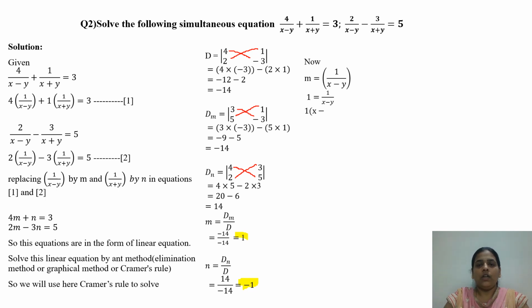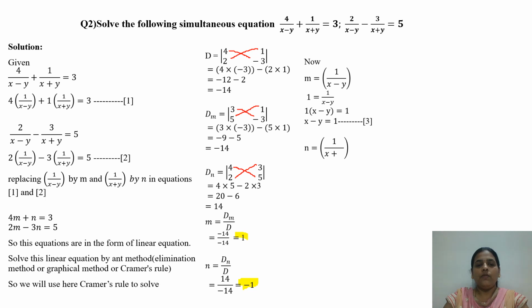Okay. So therefore 1 multiplied by x minus y is equal to 1. So 1 multiplied throughout the bracket. So therefore the resultant value is x minus y is equal to 1. And this is your equation number 3. Correct.